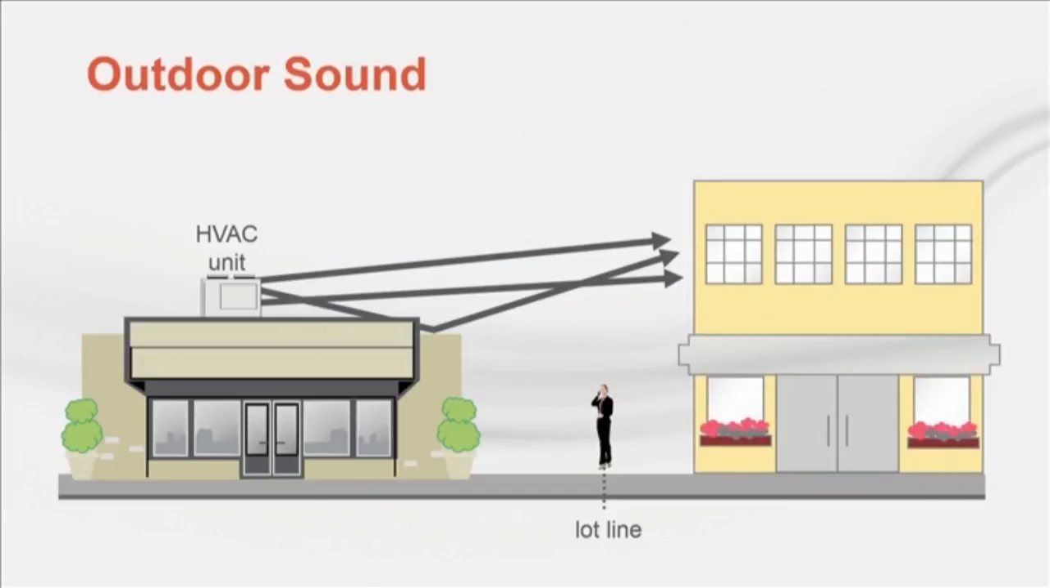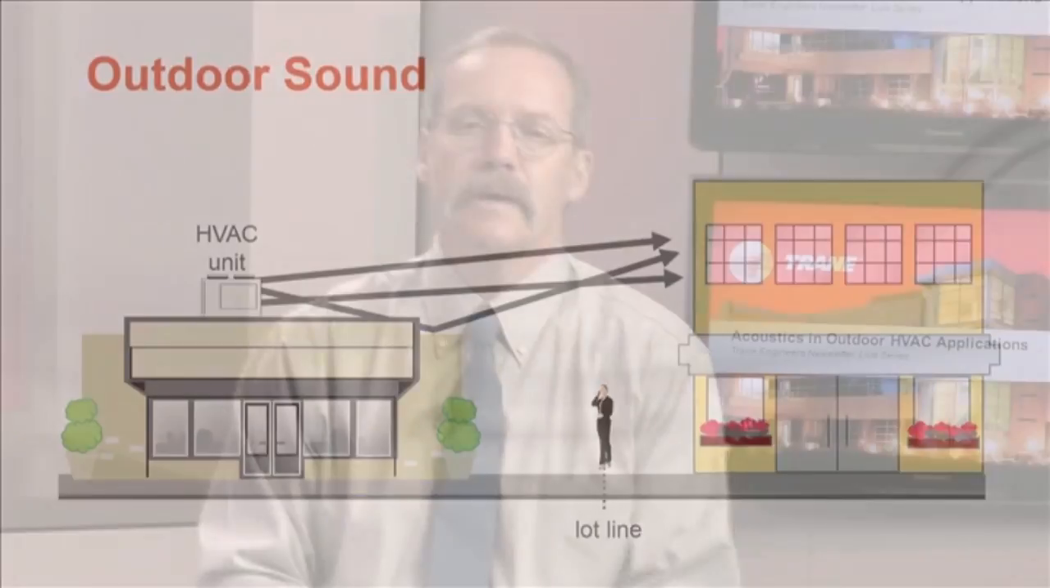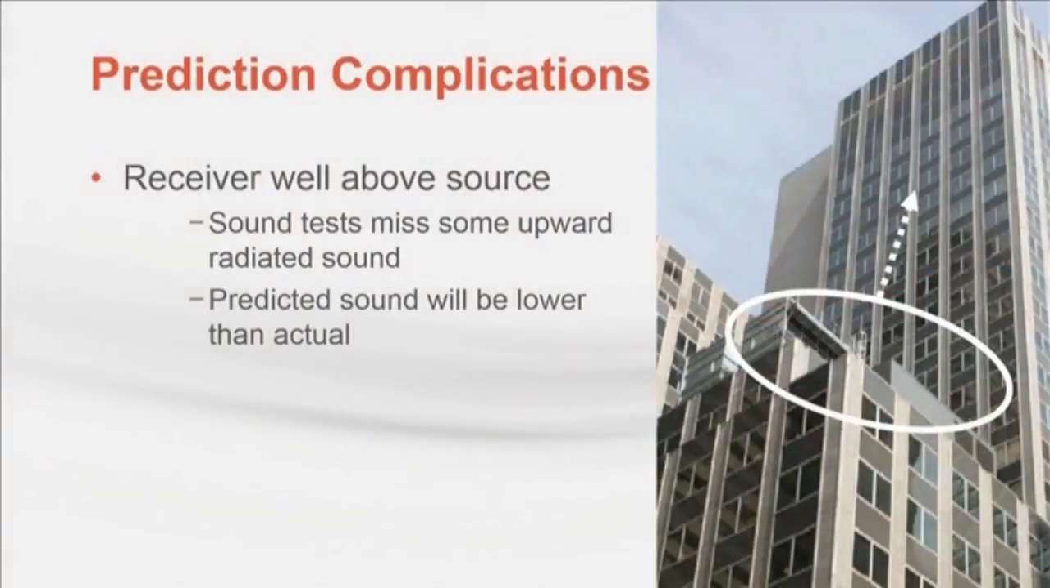Generally, sound ordinances must be met anywhere outside the property line, regardless of the height or distance from the property line. High-rise buildings, where the receiver is above the unit, cause an additional concern. Sound test standards for air-cooled equipment don't fully account for sound radiated straight up from the unit. When the source and receiver are basically at the same level, it's not an issue. But when the receiver is looking down on the top of the unit, additional sound should be considered.